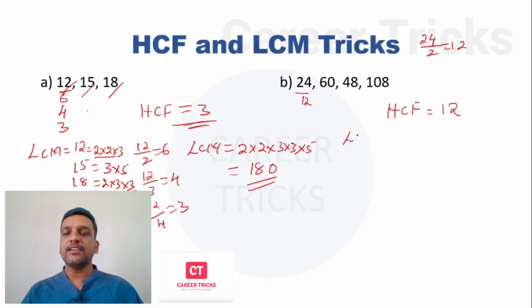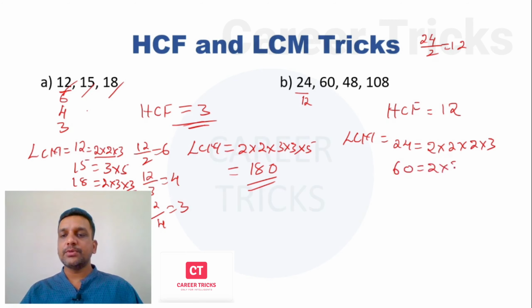Next we are going to find the LCM. When you are finding the LCM, we have to write the factors of those numbers. That is, we have to write the factors of 24 now. 2 into 2 into 2 into 3, that is 3 2s are 6, 6 2s are 12, 12 2s are 24. We'll write the factors of 60 now. That is 2 into 2 into 3 into 5. 3 5s are 15, 15 2s are 30, 30 2s are 60.